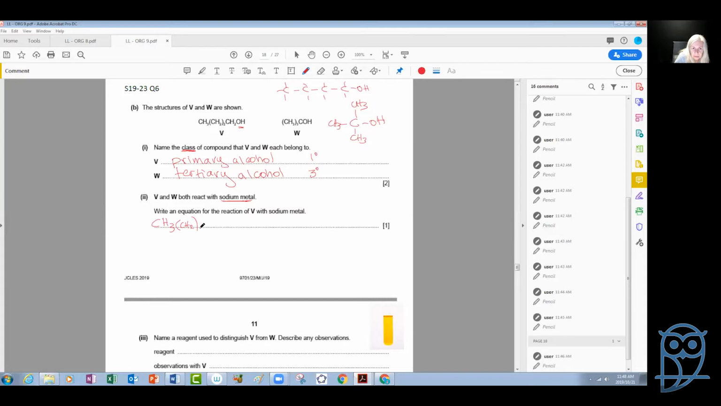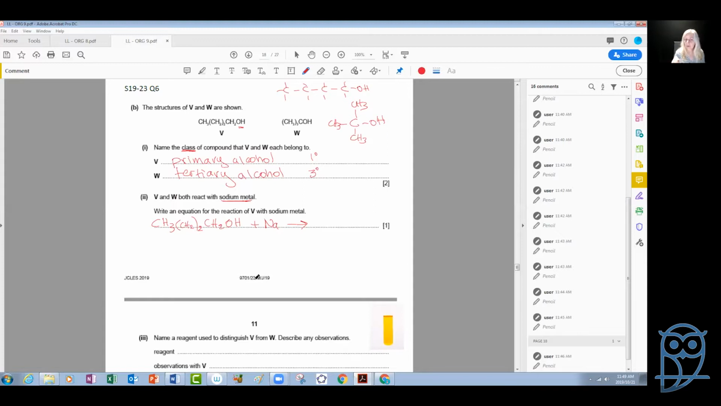There it is, the alcohol. By the way, how many carbons do we have? 1, 2, 3, 4. Okay, butane, butanol. All right, so write an equation for the reaction of V with sodium metal. Okay, let's write here the sodium metal. And what is the result?